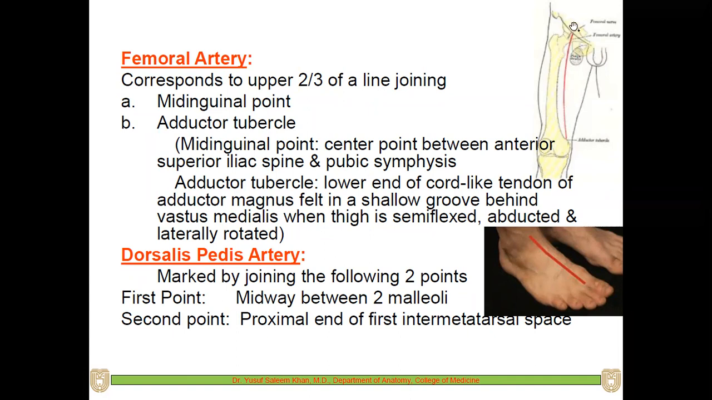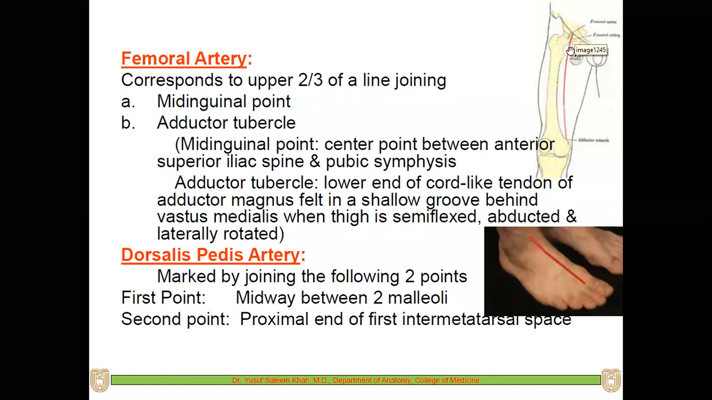This is how you can mark the femoral artery with an arching towards the lateral side, slightly arching toward the lateral side. If you mark these 2 points, that becomes the surface marking for the femoral artery.